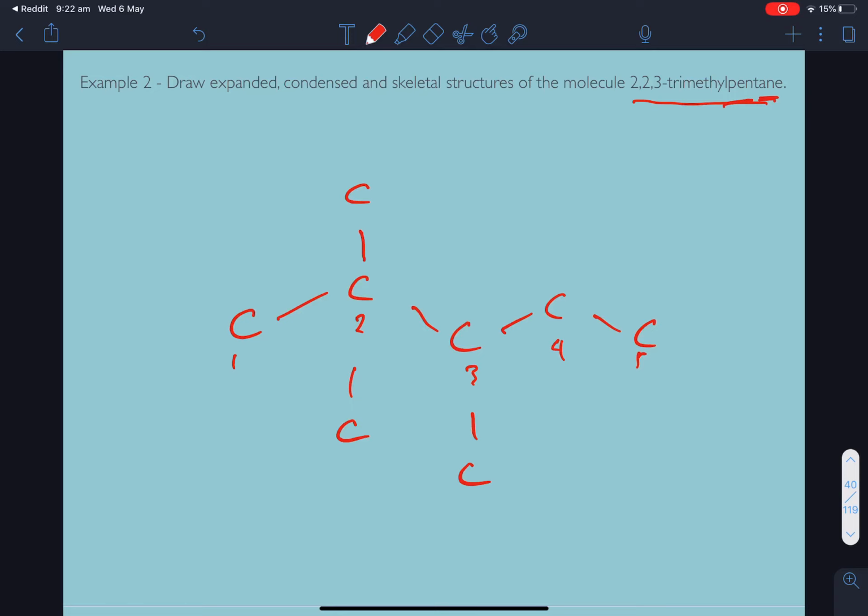Okay, I'm going to do condensed. That's an end carbon, CH3. That's an end carbon, CH3. That's an end carbon, CH3. This one in the middle here has 4 bonds, so there are no hydrogens there. This one here has 3 bonds, so it's a CH. And this one's an end carbon, so it's a CH3. This one's along a chain, so it's a CH2. And this one's on the end, so it's a CH3. Okay, so there's my condensed one.